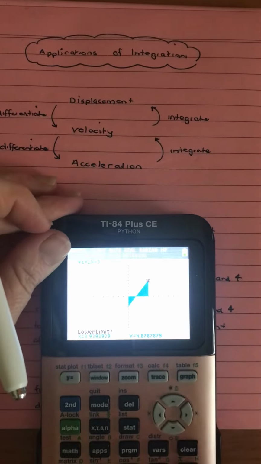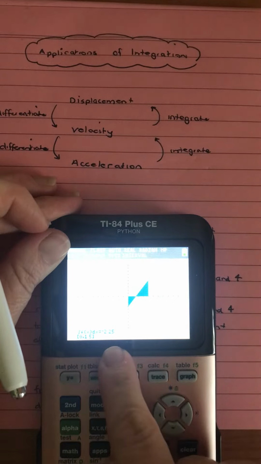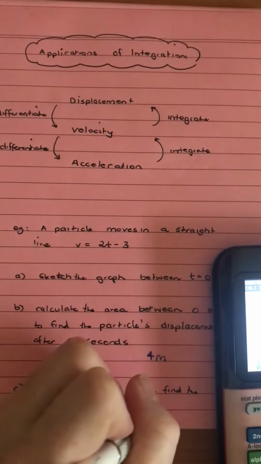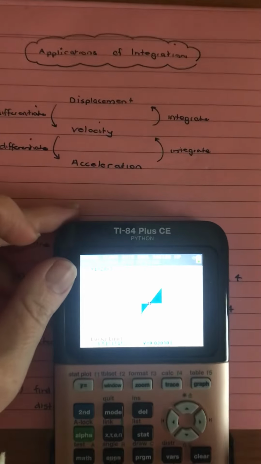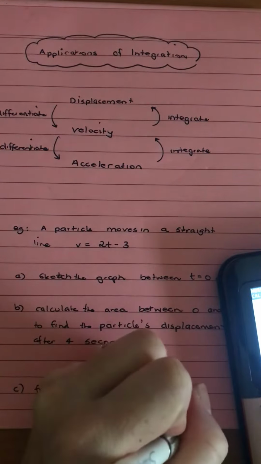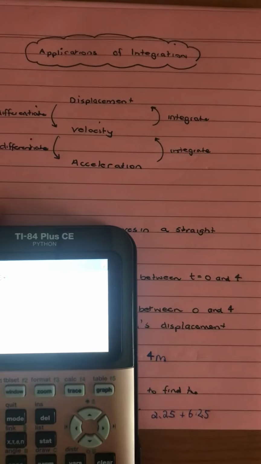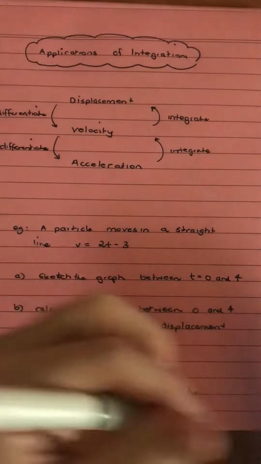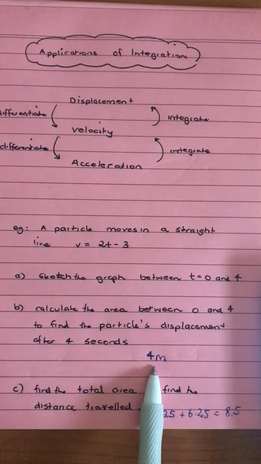So if we then do the integral between 0 and 1.5, we get negative 2.25. So we're going to treat that as a positive, 2.25. We'll then do the area between 1.5 and 4, and we get 6.25. And so then when we add them together, we get an area of 8.5. So the total distance travelled was 8.5 meters, but it ended up being 4 meters away from where it started.